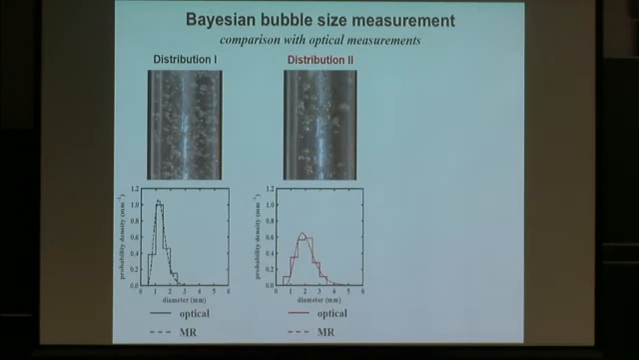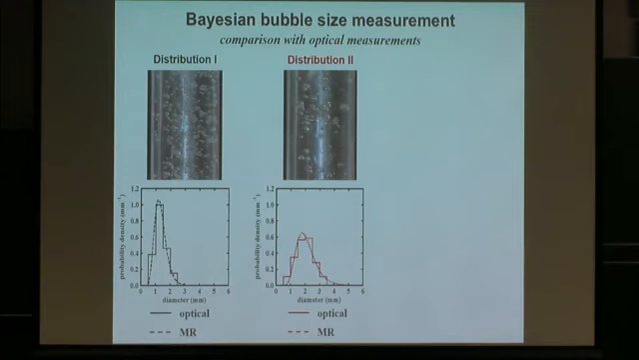So this is an example of a very low gas volume fraction where we can actually do optical measurements on it as well, so we can do a comparison. These are both at about 2 volume%, but we've got a different distributor in there, so we've got smaller bubbles and large bubbles. And as I say, we can do optical measurements, and we can do this Bayesian analysis, and you can see we get good agreement between the two.